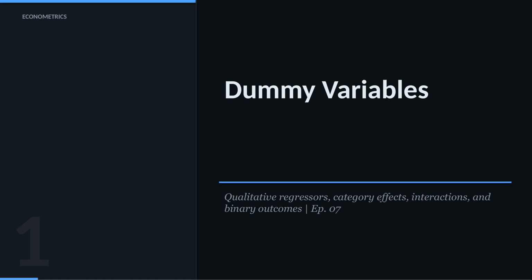Dummy variables are one of the simplest tools in econometrics, but they have a surprisingly big impact on what coefficients mean. As soon as we move from purely quantitative variables into categories like gender, region, policy status, or season, we need a way to bring qualitative information into a regression. That is exactly what dummy variables do. In this episode, I want to show you how to interpret them, how to avoid the dummy variable trap, how to let categories affect slopes as well as intercepts, and what changes when the dependent variable itself is binary.